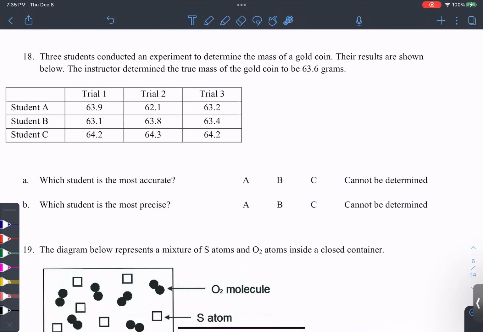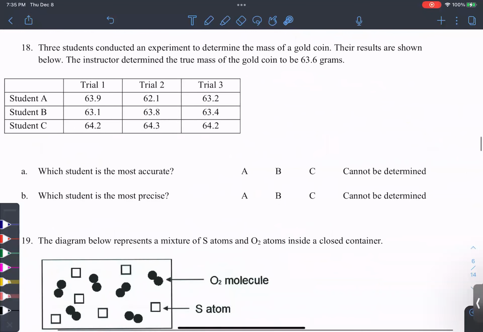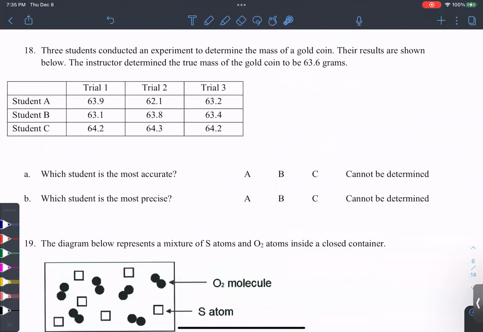All right, is there another question from chapter 1 that someone wants to do? 18? Let's just quickly talk about 18. It's about accuracy and precision. Accuracy, what do you compare when you try to determine whether something's accurate? The true value. And typically you're comparing that to the average. Which one has an average closest to the true value?